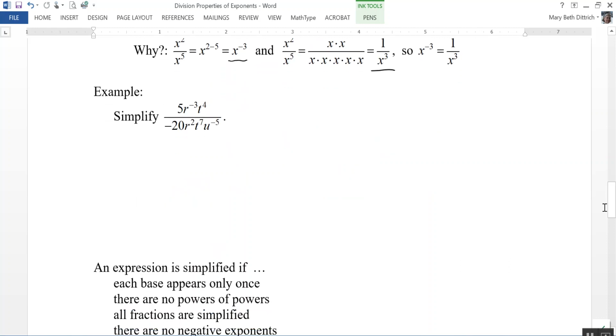So here we have 5 r to the negative 3 t to the 4th divided by negative 20 r squared t to the 7th u to the negative 5th. A lot going on there. I'm going to treat this as 4 different problems.